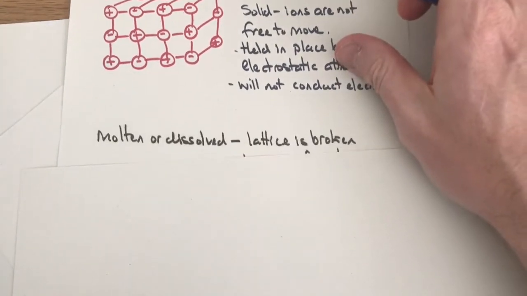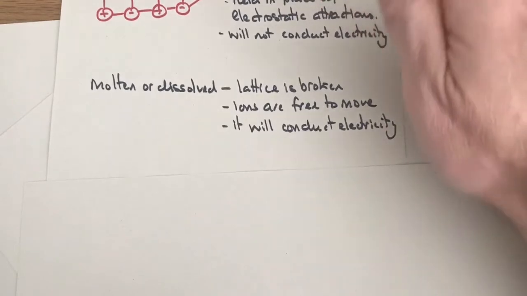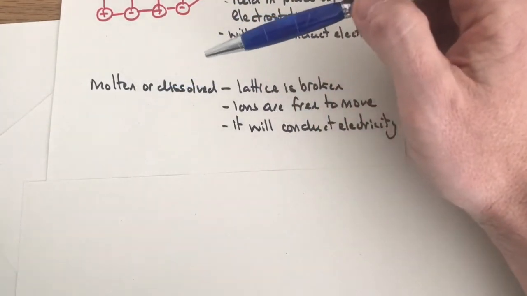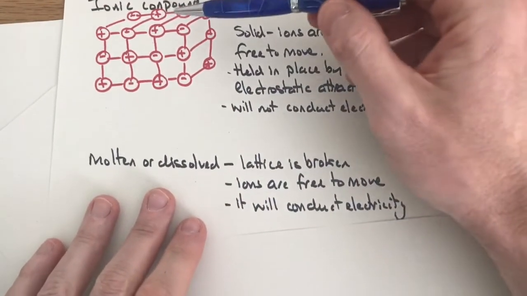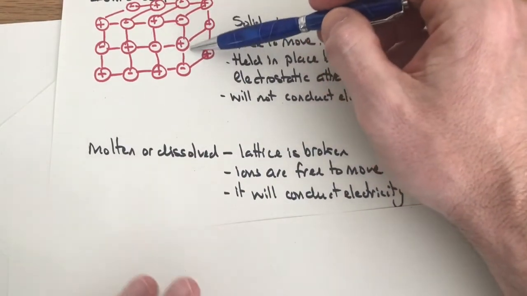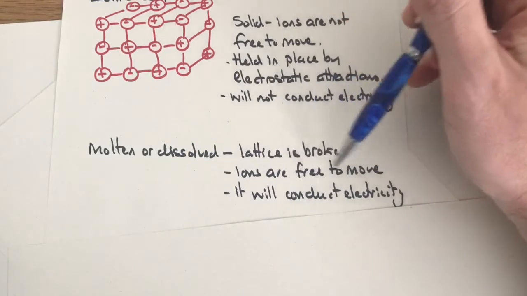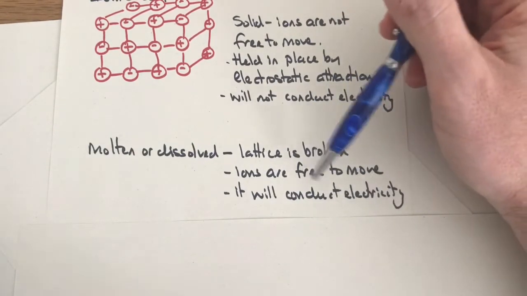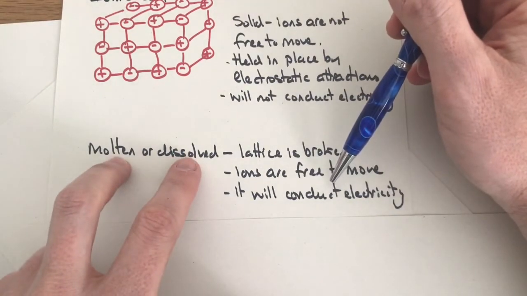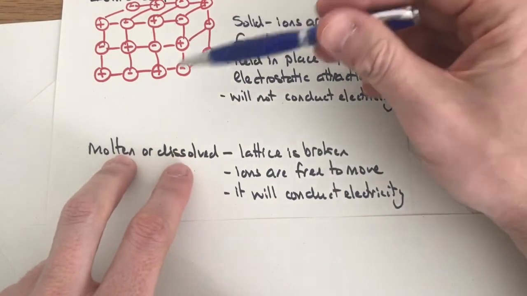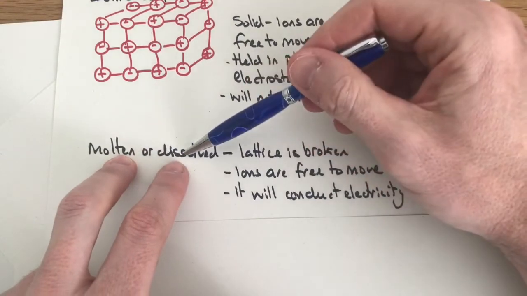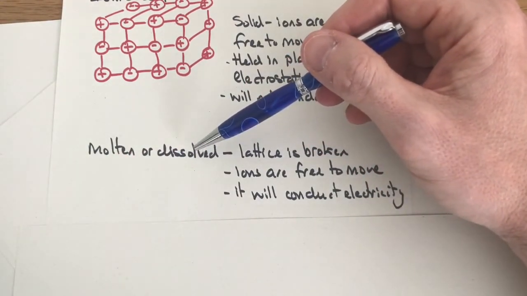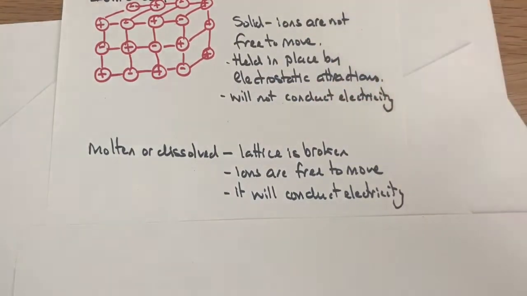What we can do is either dissolve it or heat it up and make it molten. When we do that, this lattice starts to break apart. Therefore, the ions are free to move and it will now conduct electricity. In order to do electrolysis, we have to have ionic compounds in either a molten or a dissolved state in a solution. We're going to explain that part next.